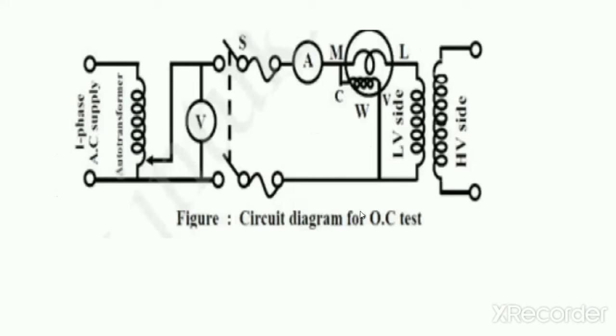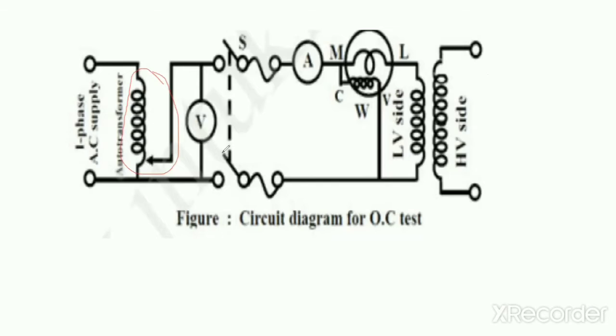Okay, this is the diagram for the OC test. OC test circuit diagram. This is the AC supply, single phase AC supply. This is the auto transformer, another type of transformer. By using this auto transformer, we increase or decrease the voltage levels.